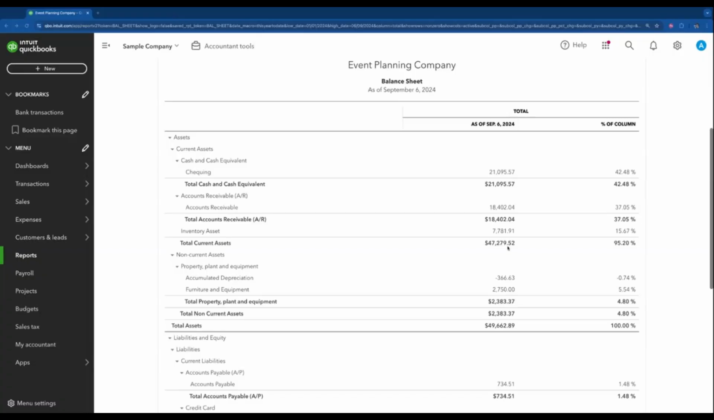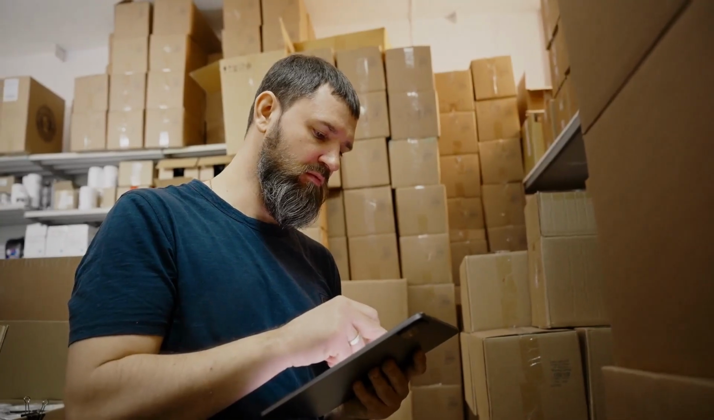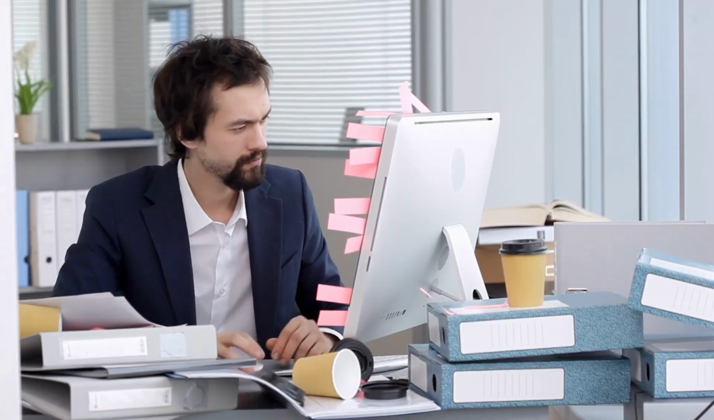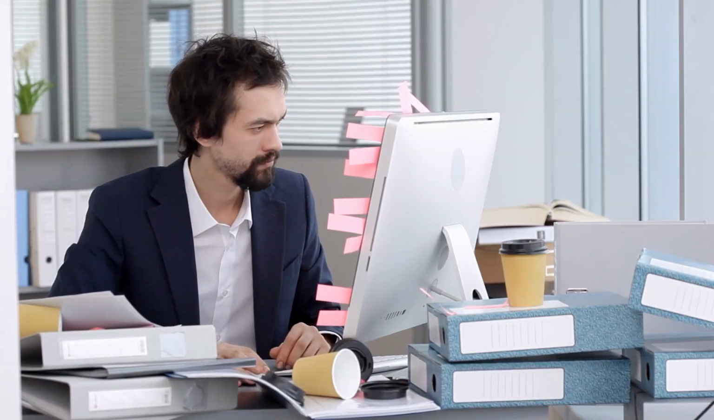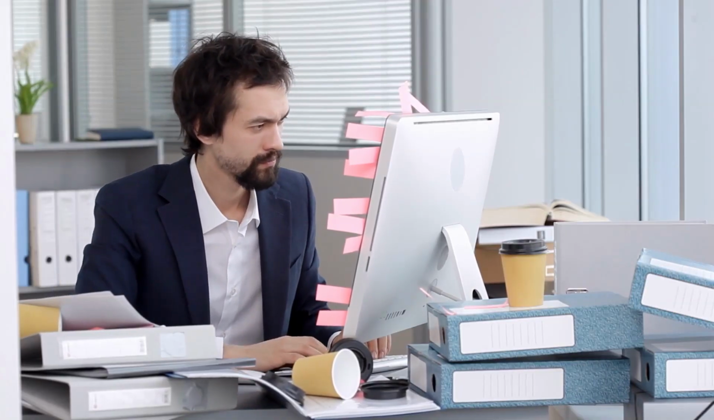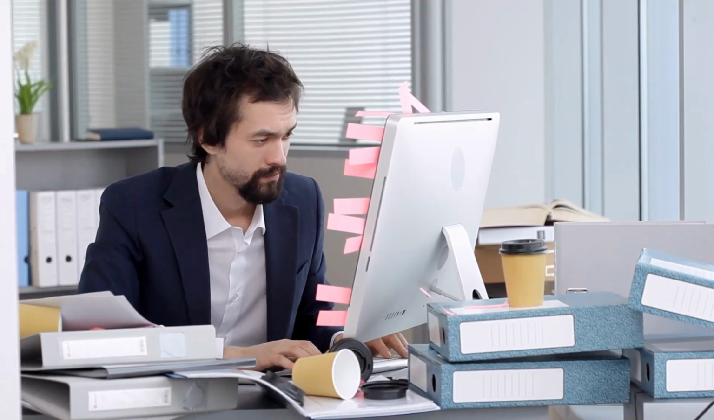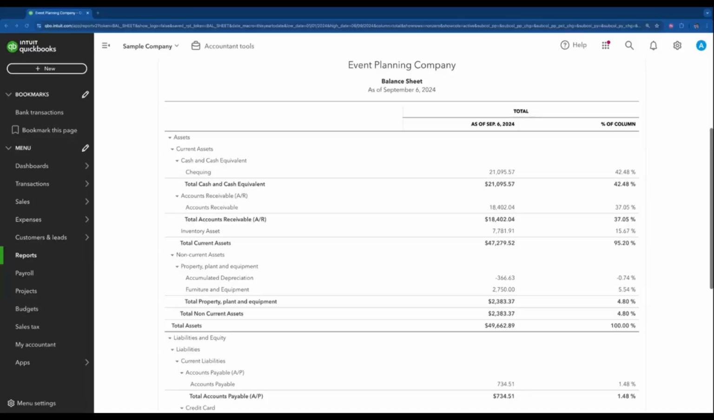There's obviously some inventory here, almost 16% of the total assets. You want to be managing this inventory really well. There are so many software programs that are specifically for inventory. I wouldn't encourage anyone to house inventory details in QuickBooks Online. It really does fall short. You definitely want a third-party app that integrates really well with QuickBooks Online. There's a few that I can share with you, so definitely if you're watching this, leave a comment.